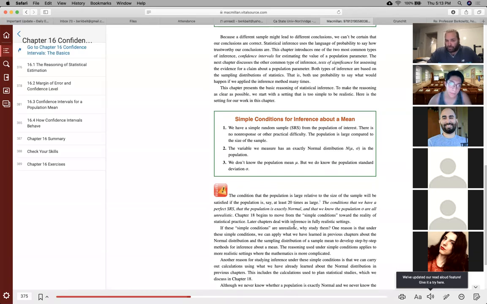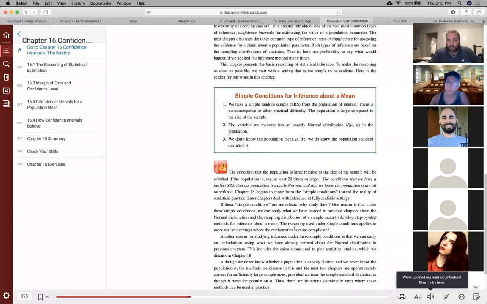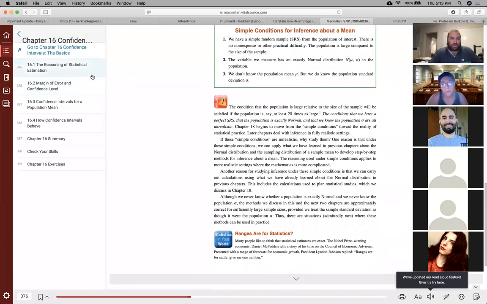Okay? Now, how realistic are these assumptions? Not always, but as we move on in the book, we'll start worrying about the situations where they're not. For now, we'll keep it very straightforward. Okay? So the question is, what do we do in that situation?